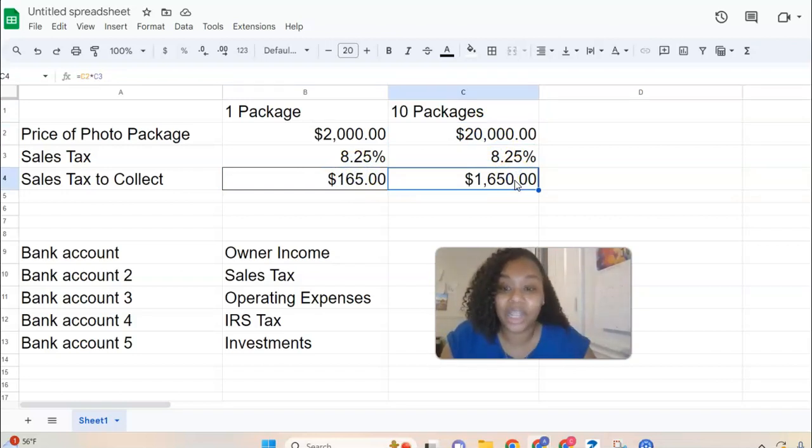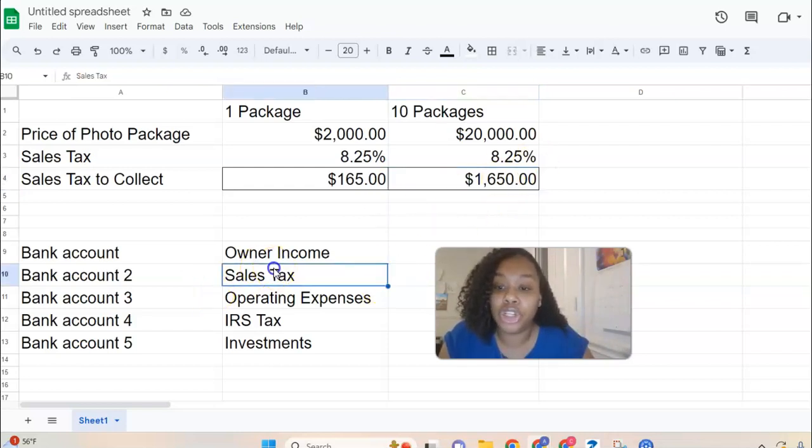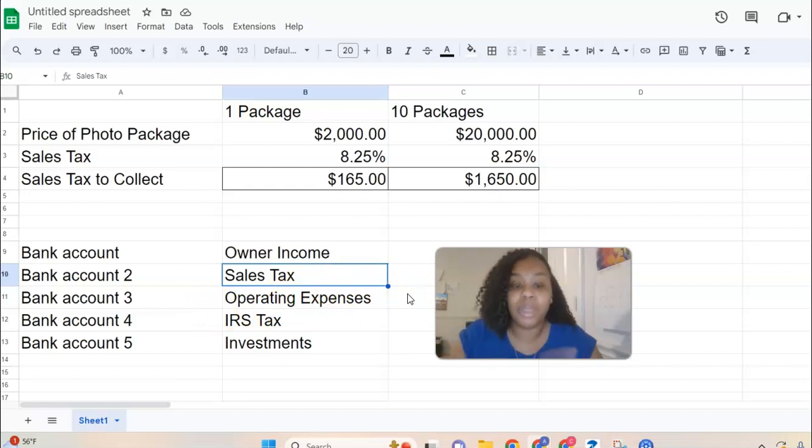1650 is not yours. That needs to be transferred over to an account that you created specifically for sales tax. All right. And then another portion of these monies should go to another account for operational expenses. These are expenses that you're going to incur on a monthly or weekly basis, things like your website, supplies, whether it be paper, ink, pens, and software that you may utilize. All of that is going to come out of your operating expenses.